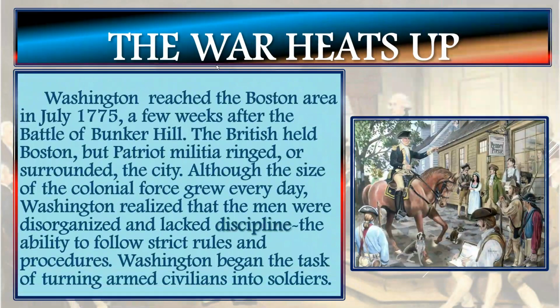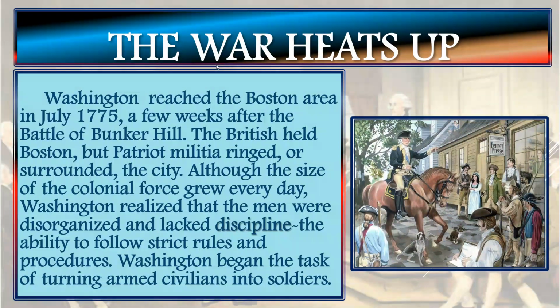Washington reached the Boston area in July 1775, a few weeks after the Battle of Bunker Hill. The British held Boston, but Patriot militia ringed, or surrounded, the city. Although the size of the colonial force grew every day, Washington realized that the men were disorganized and lacked discipline. That's the ability to follow strict rules and procedures.